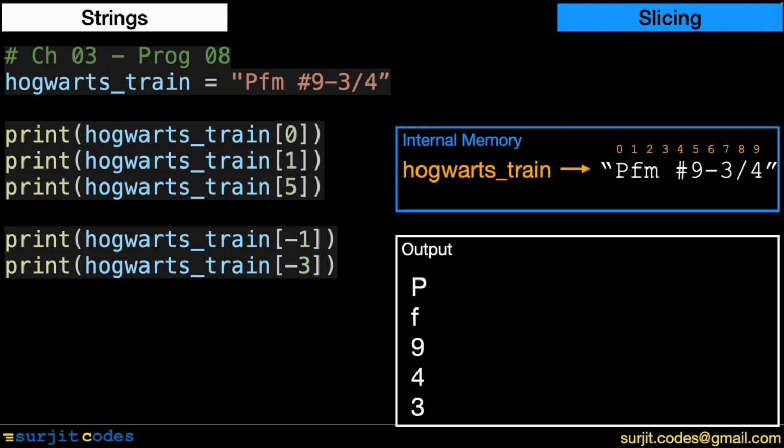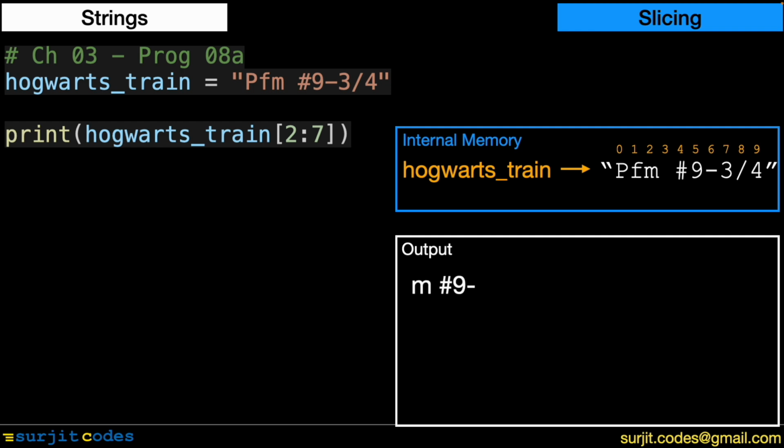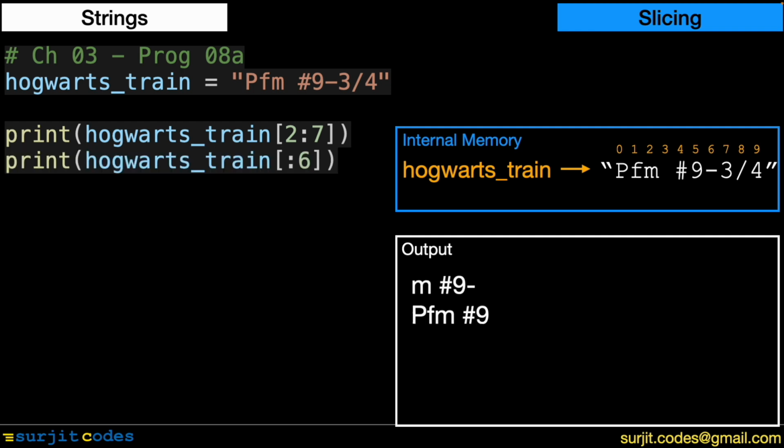We can get the characters of a string, but we cannot change the characters of a string because the strings are not mutable. We can use slicing to get a substring. Like lists, index range of a slice has a colon in it. 2:7 means that the slice starts from character at index 2 but it ends before index 7. So character at index 7 is not part of the slice and the 5 characters selected in the slice are m space hash 9 hyphen.